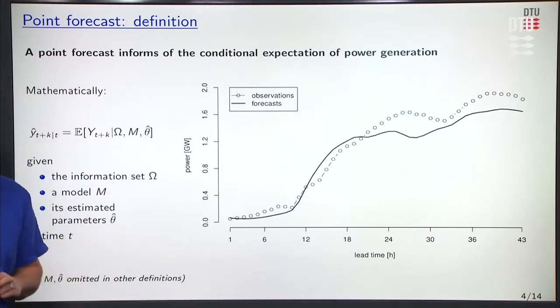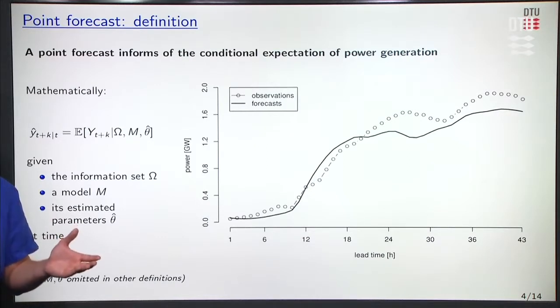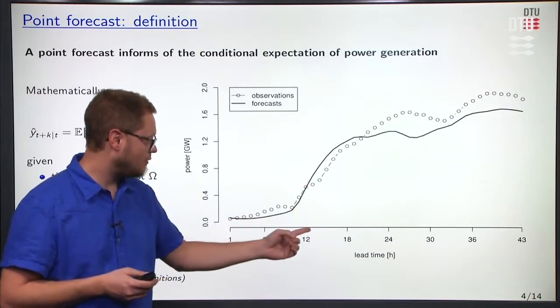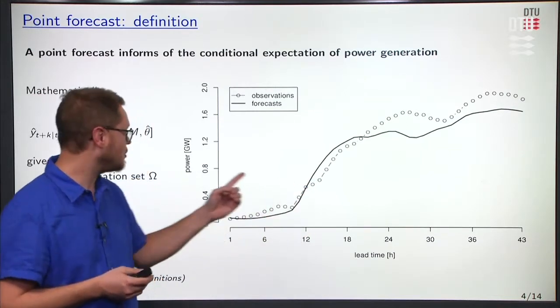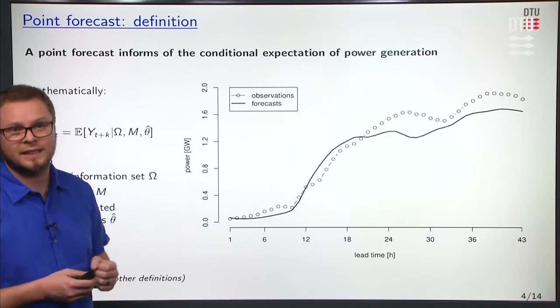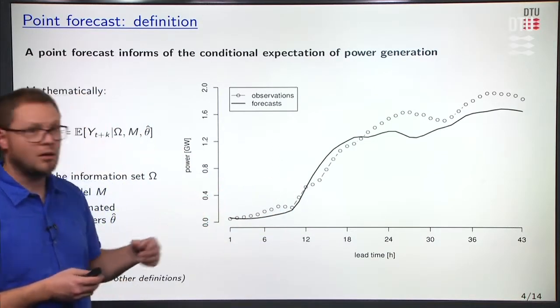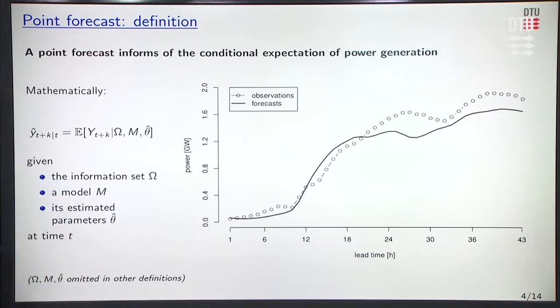By expressing a single value for each and every lead time in the future, what is the statement we're making? If you think deterministically, you say, I'm telling you what's going to happen. This is going to be the power generation for this lead time. The power generation, here expressed in gigawatt, for t plus 12 is going to be 0.6 gigawatt.